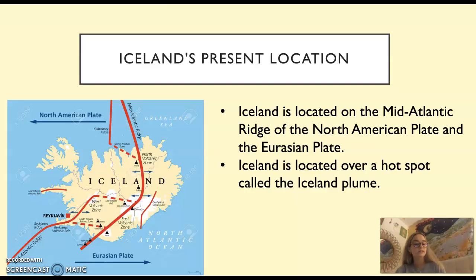So, Iceland's present location is in the North Atlantic Ocean, on the Mid-Atlantic Ridge, in between the North American Plate and the Eurasian Plate. Iceland is also located over a hotspot called the Iceland Plume, which gives it a very high rate of volcanic activity.